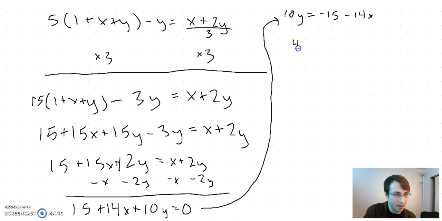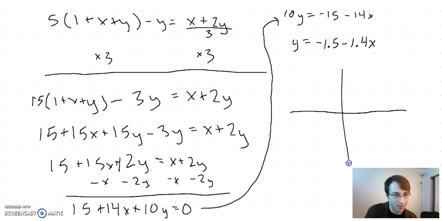And then y equals, we'll just divide by 10. Negative 1.5 minus 1.4x. We could have worked with fractions, but I guess since it's only one number past the decimal place, it's not too bad to work with the decimals here. So let's graph this. So maybe we should write y equals negative 1.4x minus 1.5, just because that's what you're used to seeing, the y equals mx plus b.